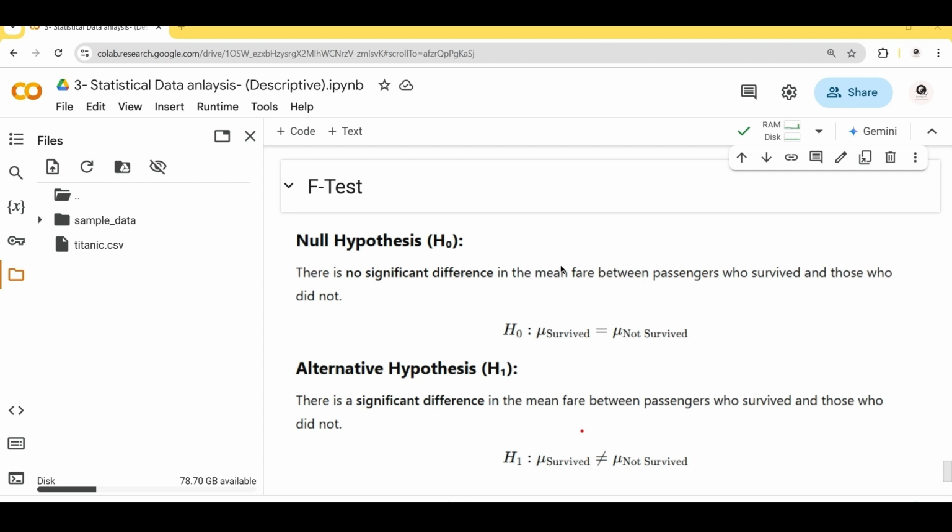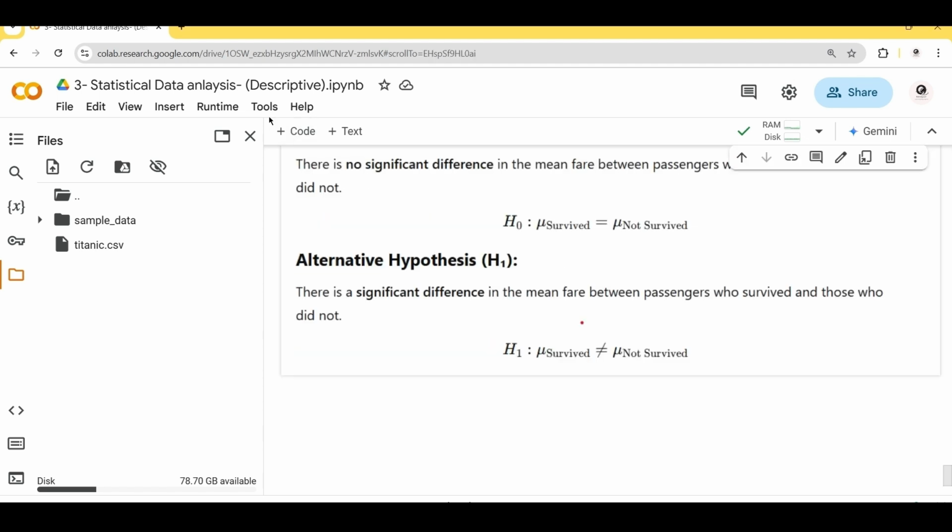Here my null hypothesis will be that there is no significant difference in the mean fare between the passengers who survived and those who did not survive. The alternate hypothesis will be that there is a significant difference in the mean fare between passengers who survived and those who did not. So let us implement this practical.